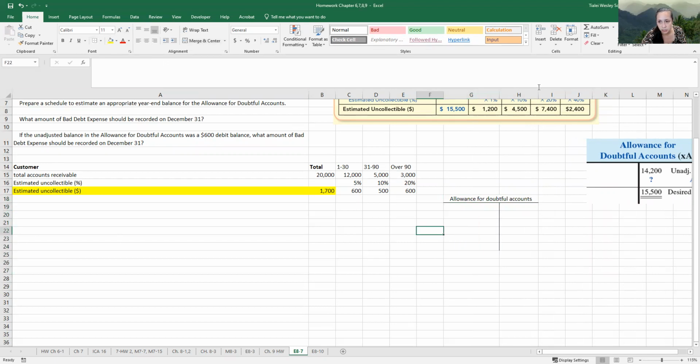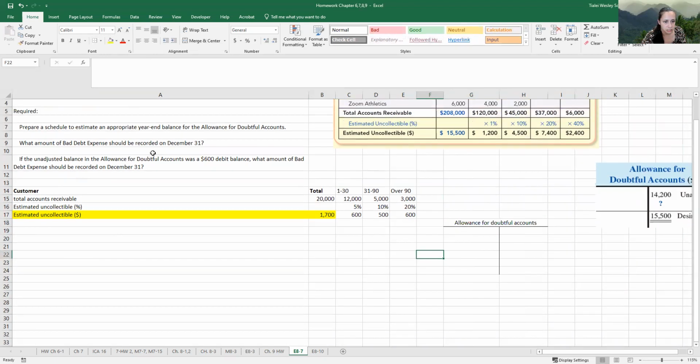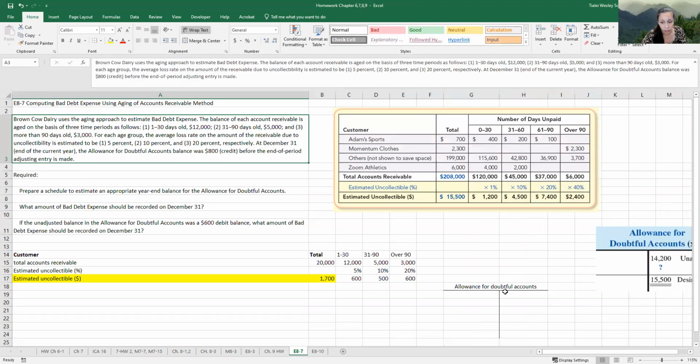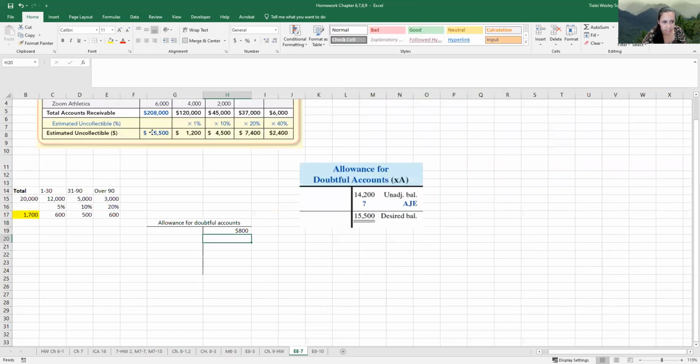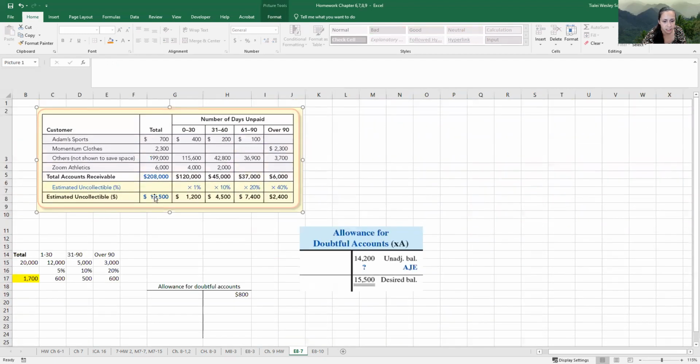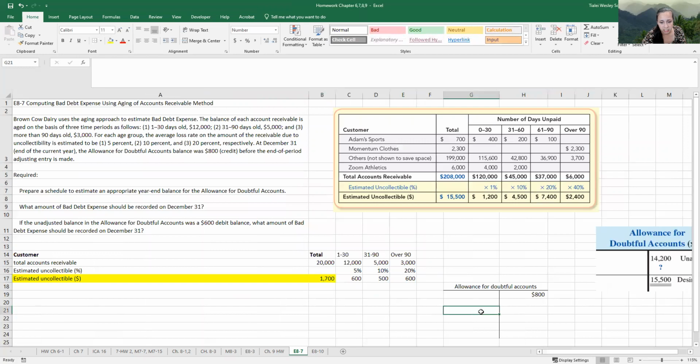So they're saying that I do have a balance in there already that was $800 credit. So I'll put an $800 credit in there, and my desired ending. Just like how this one had 15,500 and my desired ending was 15,500, I want my desired ending to be 1,700. So I want that to be my desired ending. I'm going to put this number right there.